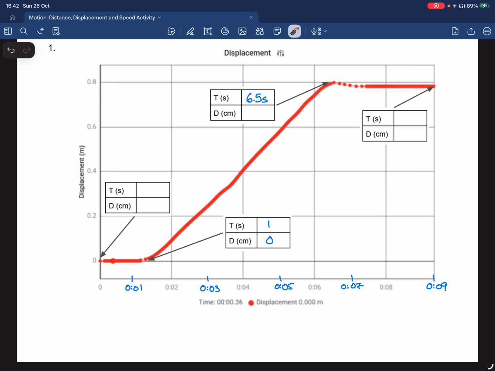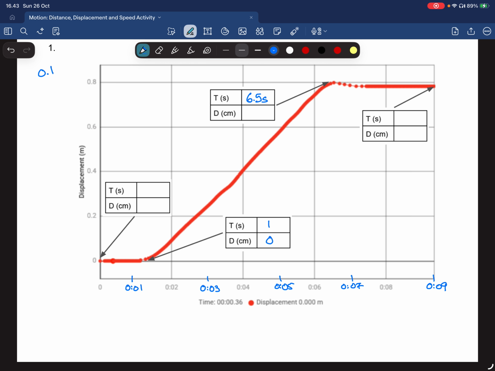Now, when you're doing displacement, you have to remember that this is in meters, and this is 0, 0.2, 0.4, 0.6, 0.8. Well, as I point out in the activity, 0.1 meters is equal to 10 centimeters. Okay? So this 0.2 meters is actually 20 centimeters. And this is 40 centimeters. And this is 60 centimeters. And this is 80 centimeters.